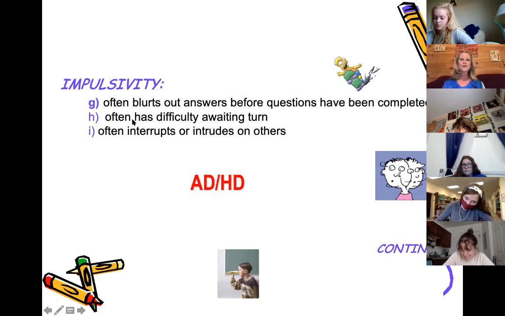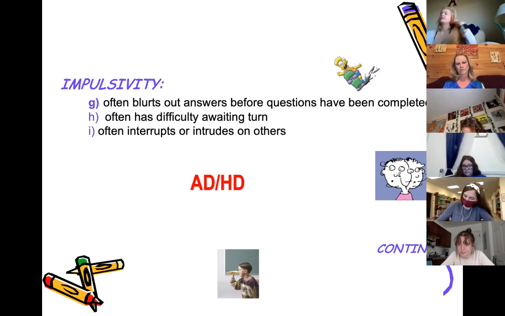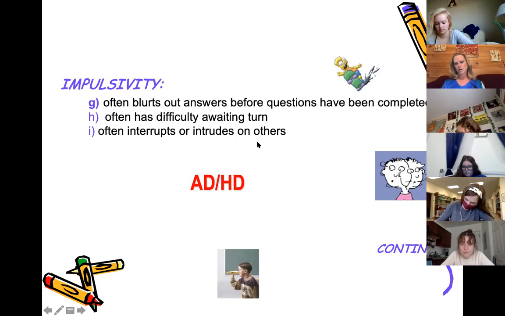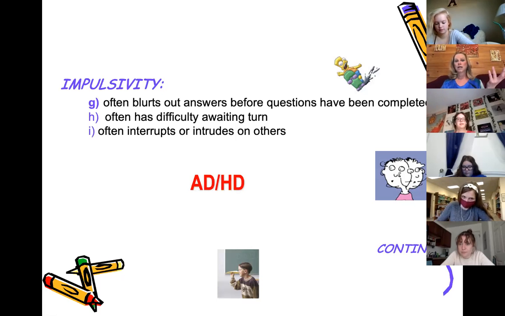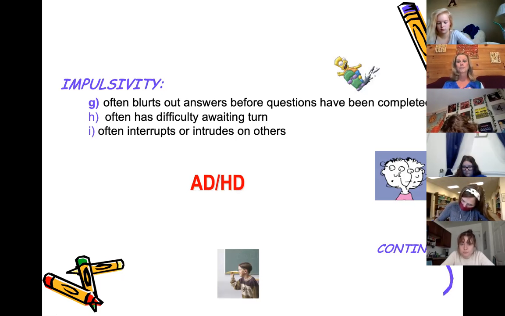Okay. Often having difficulty awaiting their turn. So these are the kids that tend to get impatient. These are the kids when they're in line are oftentimes pushing on the kid that's in front of them, that type of thing. And then often interrupting or intruding on others. I've been kind of picking fun at some of this stuff, but some of this stuff here really can interfere with the educational environment for other children.